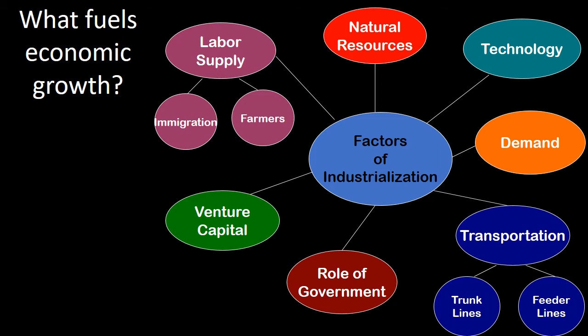The next factor is the role of government. At first, they're going to provide a stable atmosphere for businesses by passing policies that encourage industrialization. Then they're also going to leave businesses alone. This policy is known as laissez-faire. The last factor is venture capital. This is money used for investments and risk-taking on new technologies or ideas. It is usually invested in new businesses, technologies, or stocks.